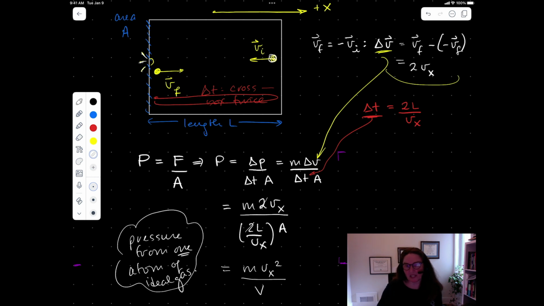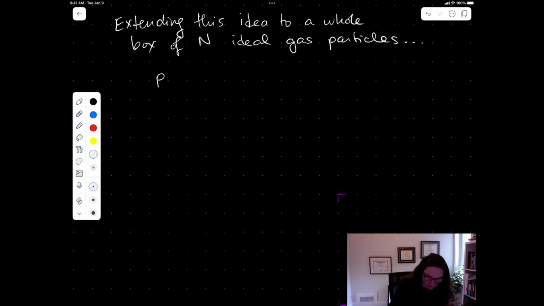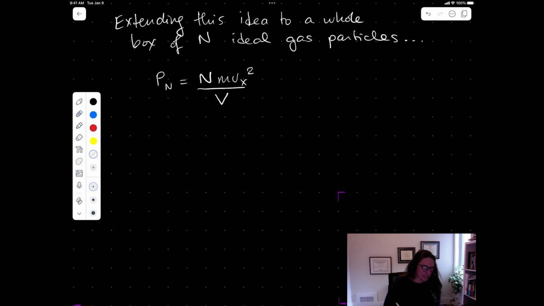Now what can we do when we extend this to a whole box full of ideal gas? So now if we have the pressure from n particles, we're going to multiply that expression by n, and we're going to extend this to 3D. Right now we've sort of just been considering a particle that bounces back and forth, but really these particles are bouncing at angles in all different directions. If you watch one of the PhET simulations, you can see this.